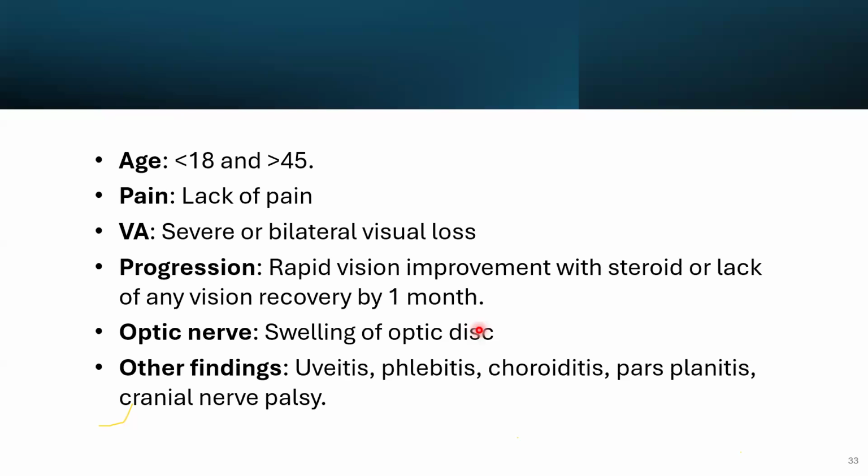So we talked about typical optic neuritis. What is atypical optic neuritis? We are seeing it now more than before. If the age is less than 18 or more than 45, if the patient is lacking pain, if the vision loss is very severe or bilateral, bilateral optic neuritis, if there is rapid response to steroid, you give steroid and the second day the vision improved dramatically, this is atypical. Or if you see a swollen optic nerve, or if you see other findings in the ocular examination, those are atypical optic neuritis.